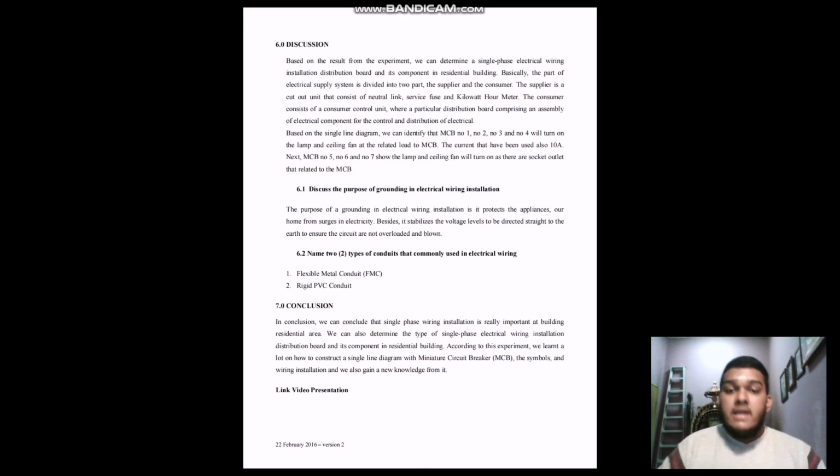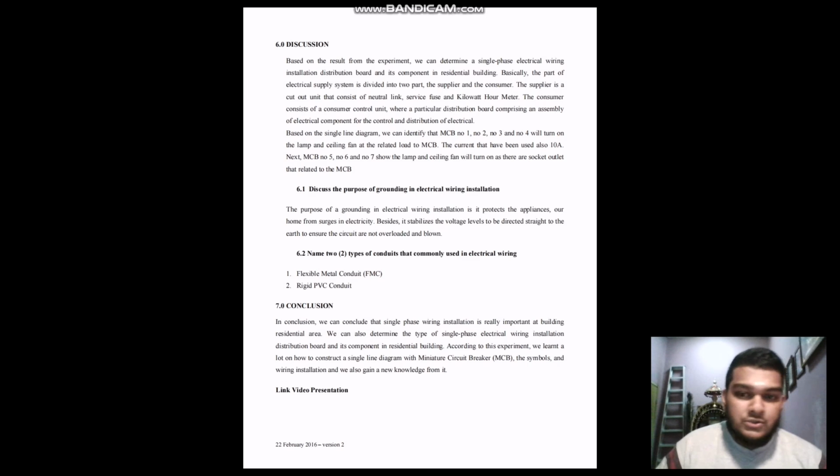Next, name two types of conduits that are commonly used in electrical wiring. The first one is flexible metal conduit, FMC, and the second one is rigid PVC conduit.